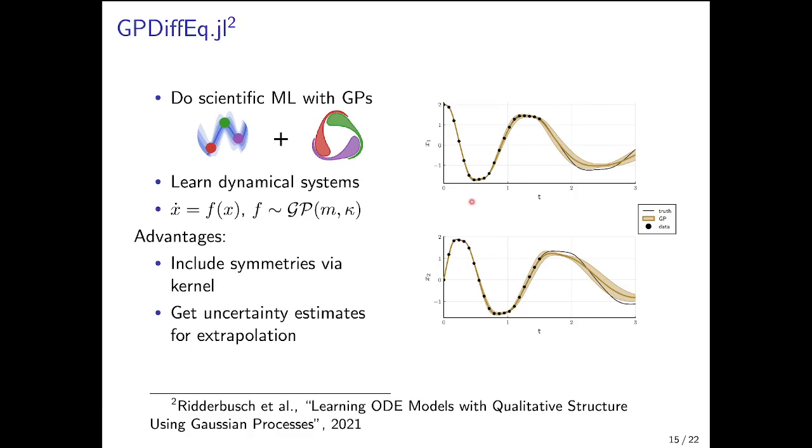So if we look at the example on the right here, the black dots are observations, and you can propagate the uncertainty you have about f through the predictions that the system makes further forward in time. So you can see the error bars inflate as you go forward in time.